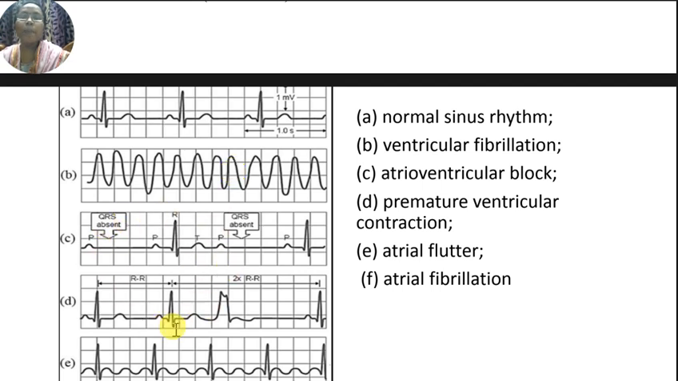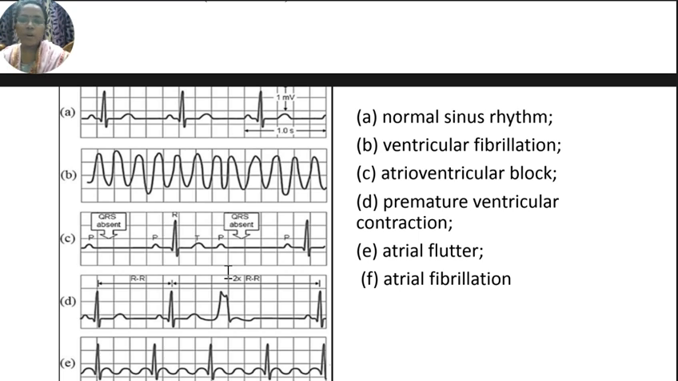Then this one is an atrioventricular block. There are certain reasons for a block, due to cholesterol, fat deposits, or any kind of blocks. That will lead to the reduction of blood flow across the atrium and the ventricle. This also stops the blood flow to the peripheral organs. If the blood supply reduces, the oxygen supply reduces, it affects the metabolism and ultimately it leads to death also. So this is atrioventricular block.